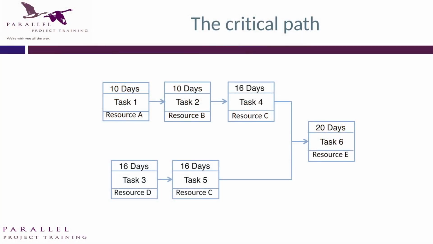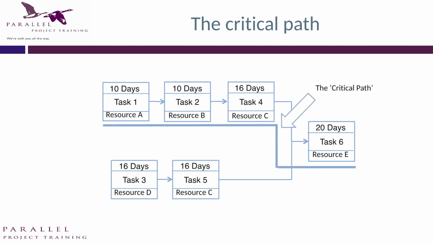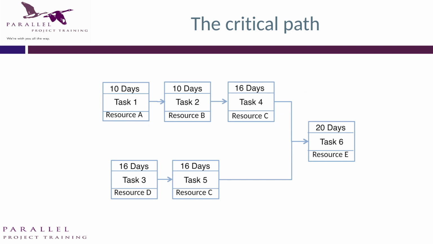So here's a critical path example with resource A, B, C and E, and the critical path is the longest path through the project. But what we haven't recognised here is that resource C is doing 16 days work on the top path and 16 days work on the bottom path. So it can't do two things at once. Well, it can try, but you can't do two things at once. So if you think about it, the critical chain goes through resource C. So it's got 16 days, then we've got resource C 16 days through resource O.